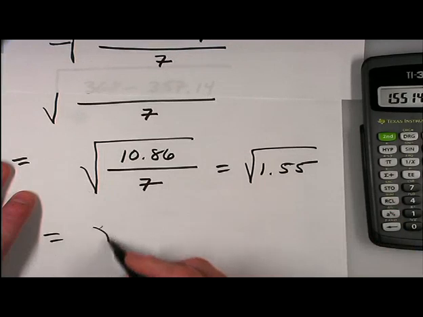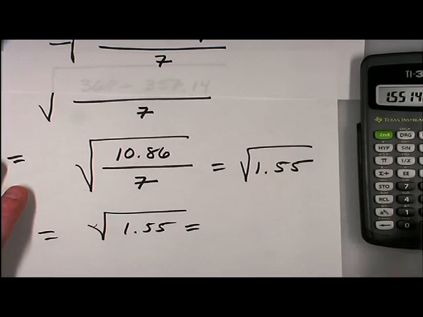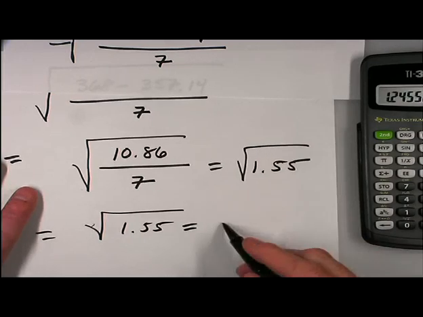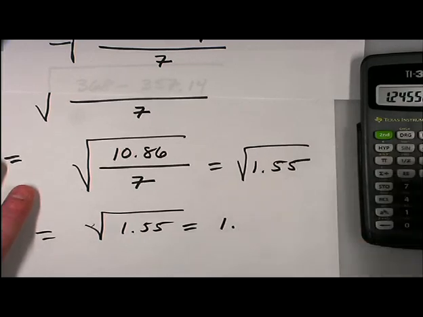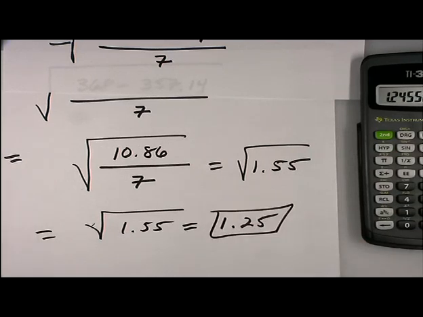Take my square root. 1.245, blah, blah, 1.25. Done and done. Took us less than 2 minutes from beginning to end. That's how you get your fast.